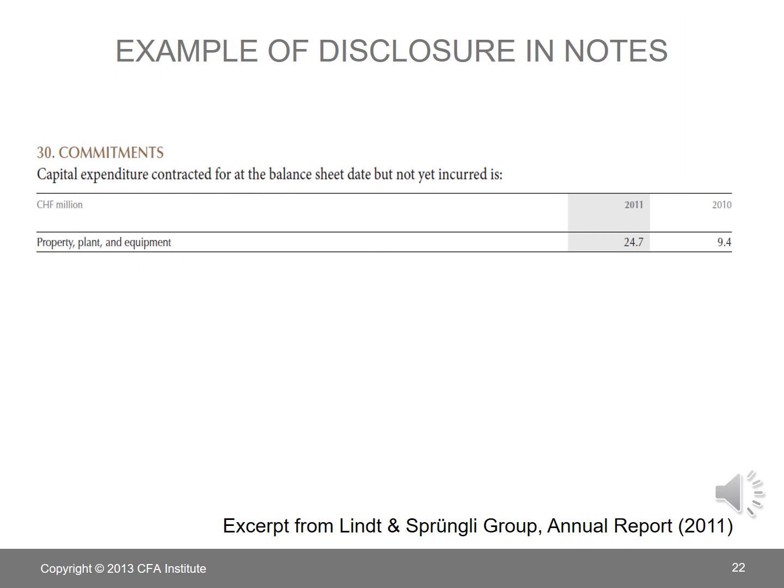Third example here, this one is for a disclosure in notes. Again, for the same company, Linton Sprugley Group, from their 2011 annual report. This one shows that the company has contracted for, but not yet incurred, 24.7 million capital expenditures as of the balance sheet date. So basically after they have created their balance sheet, they have signed a contract for a capital expenditure of this amount. Okay, so they mentioned that in their notes.